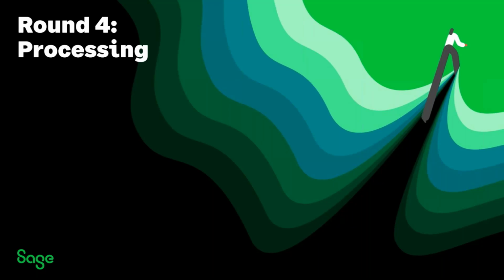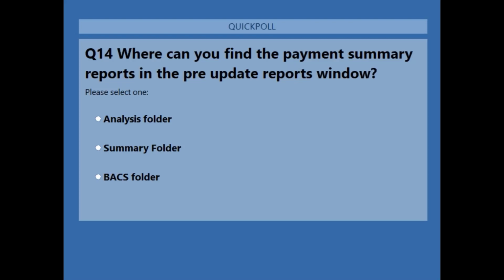So I'm going to launch this one now, which is when the minute starts. And we'll read out the question. So where can you find the payment summary reports in the pre-update reports window? Is it in the analysis folder in pre-update reports? Is it the summary folder in pre-update reports? Or is it the backs folder in pre-update reports? So these are the payment summary reports. So there's part 1 and part 2. Which folder in pre-update reports can you find these in?